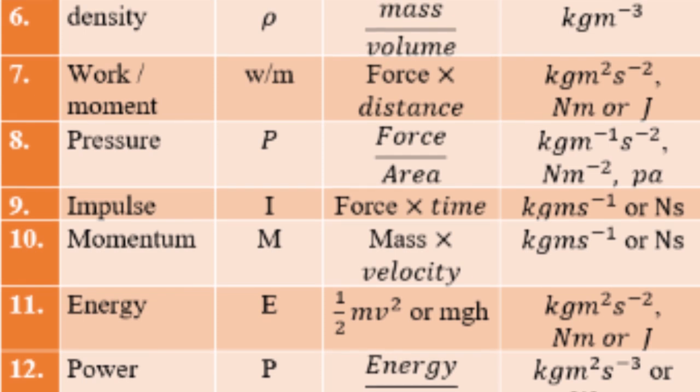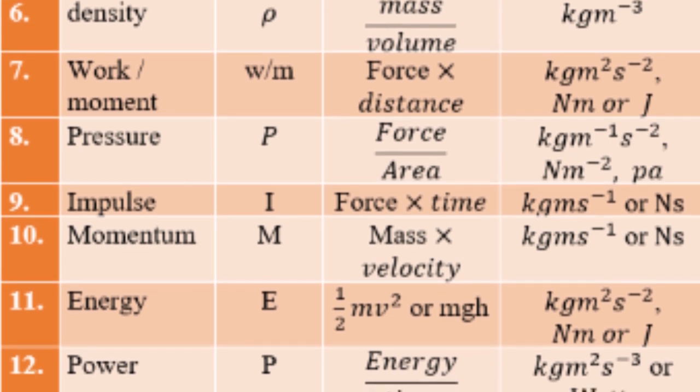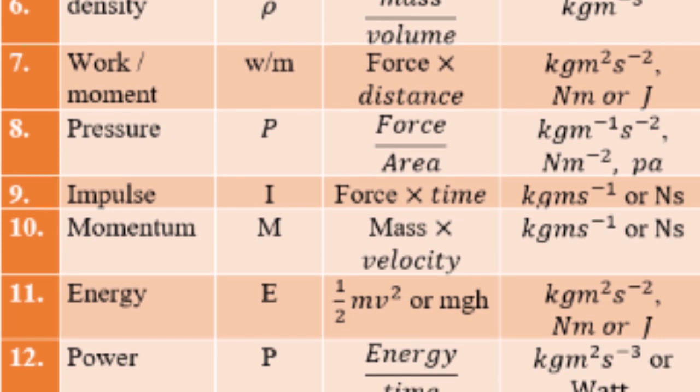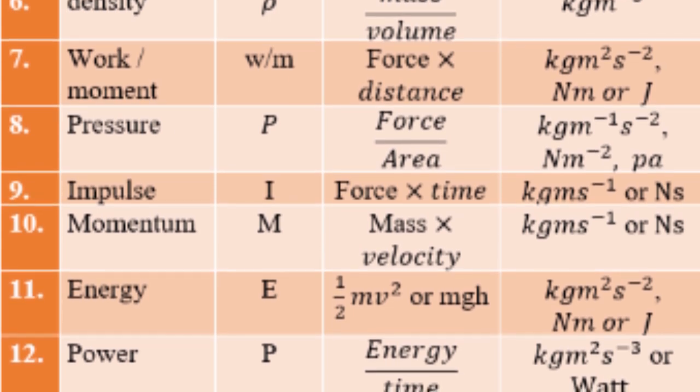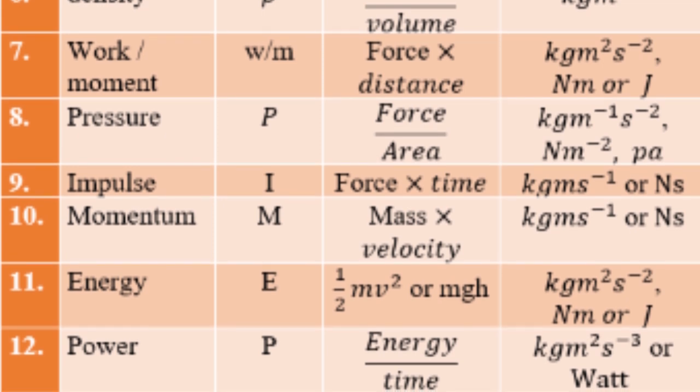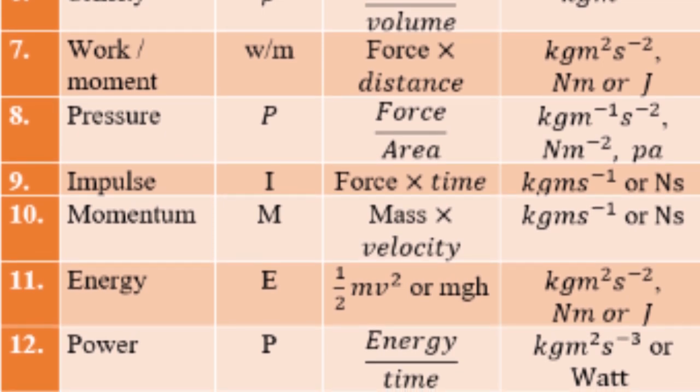Number 10 is momentum and the symbol for momentum is capital letter M. The formula for momentum is mass times velocity and the unit of momentum is Newton second as well, or kilogram meter per second.